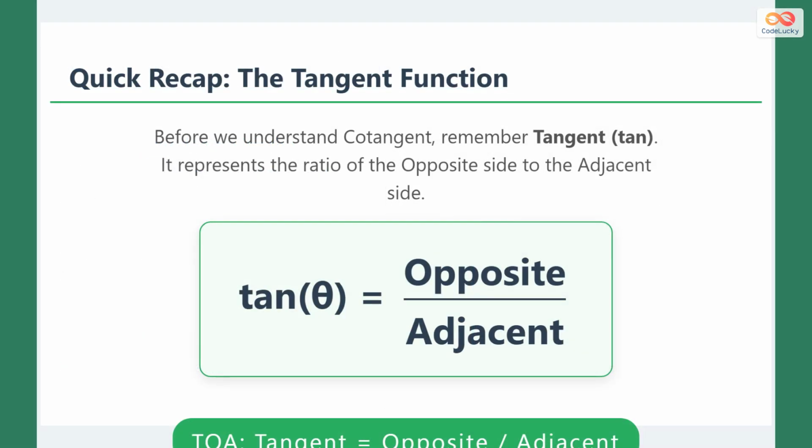Before defining cotangent, recall the tangent function. We use the mnemonic TOA to remember that tangent is the ratio of the opposite side divided by the adjacent side. This is crucial because cotangent is directly related to this ratio.